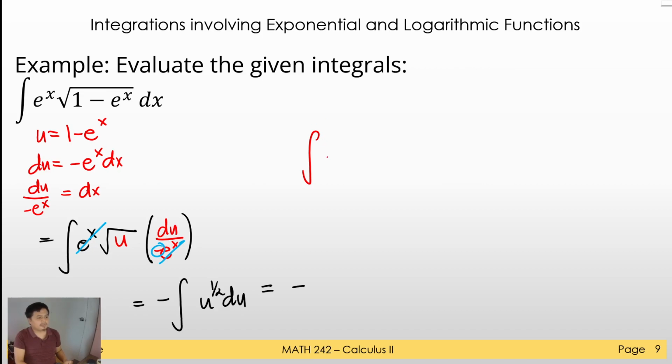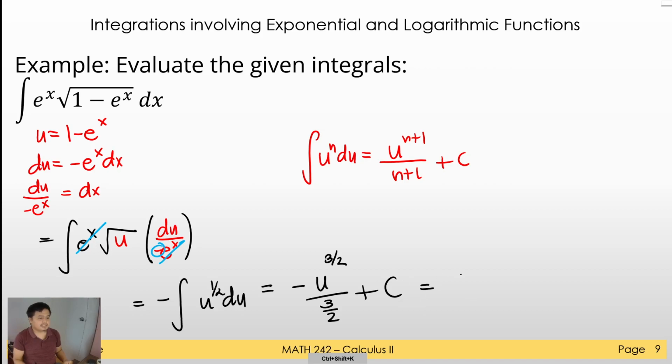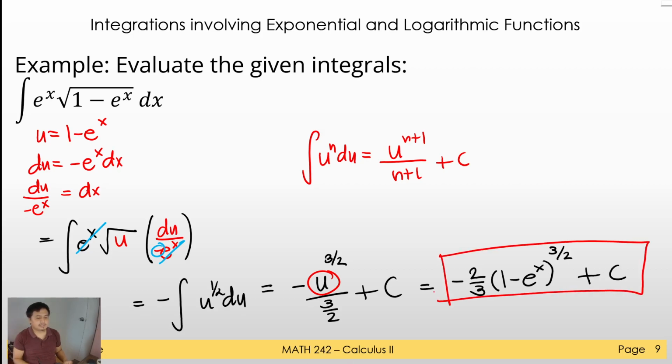the general power rule, we have the integral of u raised to n du equal to u raised to n plus 1 over n plus 1 plus c. So we have u raised to 3/2 over 3/2 plus c. We can simplify this: we have negative 2/3. And then we can also change the u. So u is equal to 1 minus e raised to x, and then raised to 3/2, and then plus c. So this will be your final answer.